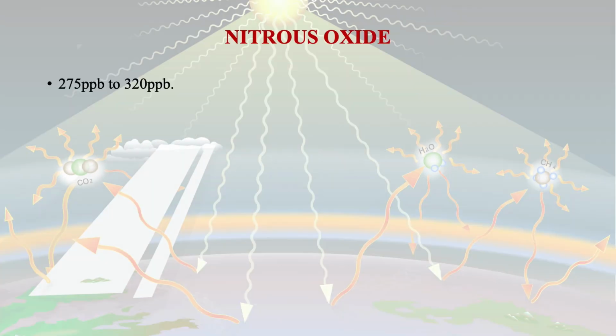When I say positive feedback, the surface air temperature will further increase. So that is about the methane, the greenhouse gas. Next important gas is nitrous oxide. The concentration of nitrous oxide has increased from 275 parts per billion to 320 parts per billion. The increase is around 20%.